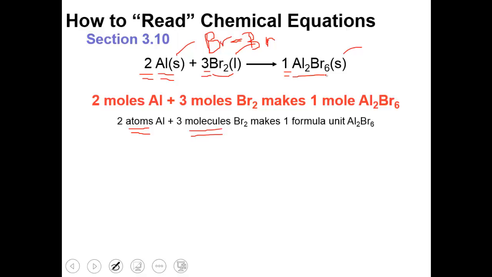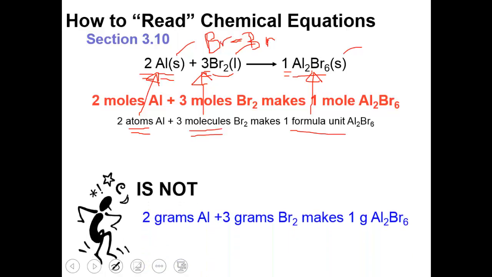Now, aluminum bromide is not a molecule. It is a metal with a nonmetal, and so we say the smallest indivisible unit of a compound such as this is called a formula unit. Confused yet? So molecules are nonmetals bonded with other nonmetals, so the smallest unit of a nonmetal bonded to another nonmetal is a molecule. The smallest unit of an element is an atom. The smallest unit of a compound, typically a metal and a nonmetal, is called a formula unit.